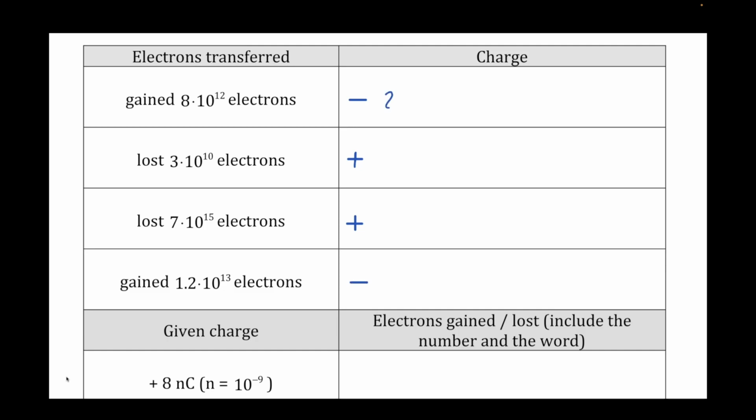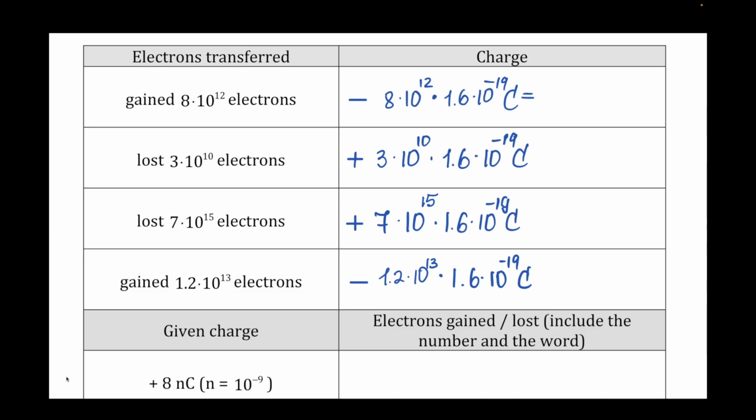Now, how many? 8 times 10 to the 12th. 3 times 10 to the 10th. 7 times 10 to the 15th. 1.2 times 10 to the 13th. Lots and lots of electrons. See how huge those numbers are? But the charge overall is going to be tiny. That is because one electron has 1.6 times 10 to the negative 19 coulombs.